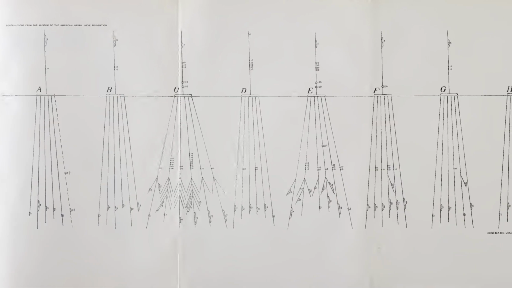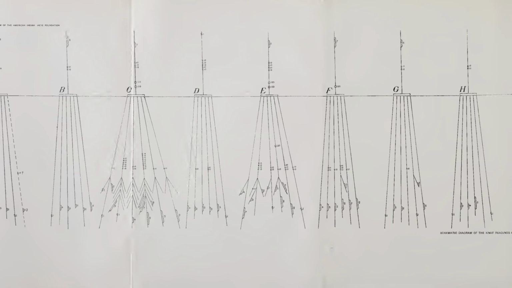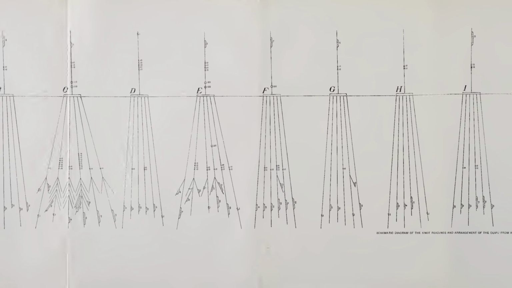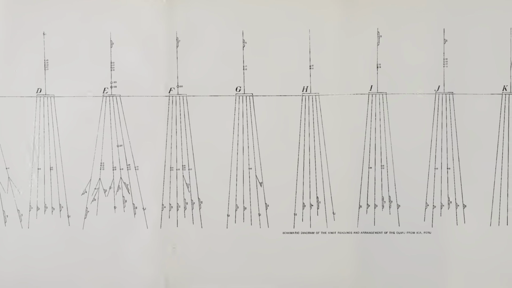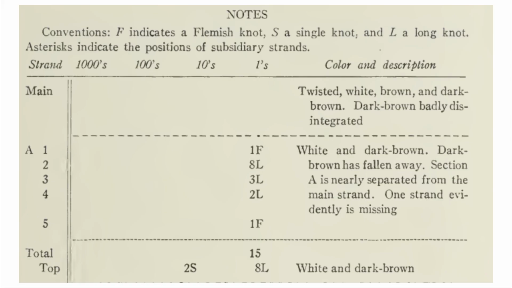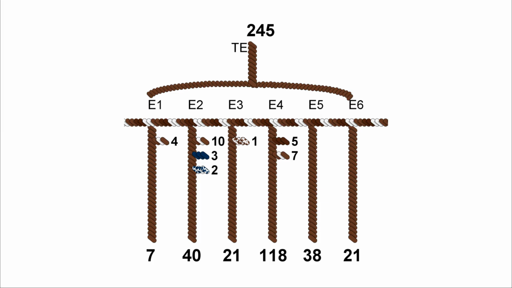Because it's hard to see the chords and the knots in this image, Locke provides this diagram where the letter A represents the first group of pendants, and so on. He also provides a detailed description with the kinds of knots and the colors of the chords. To make it easier to visualize, I've created a simplified diagram like this. Here we see group E in color.